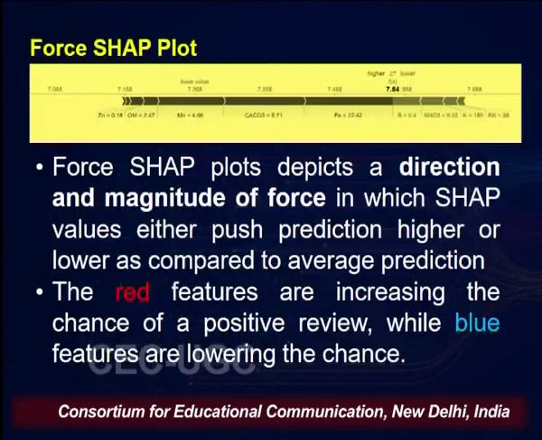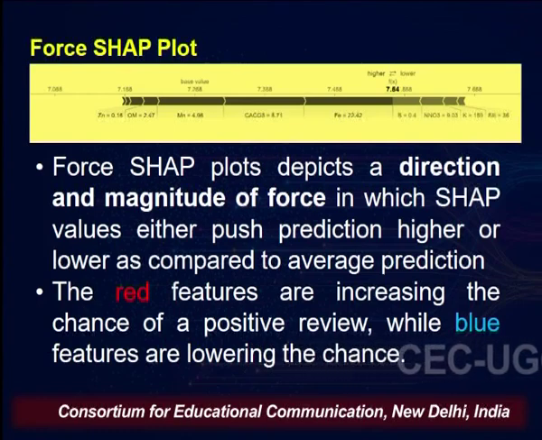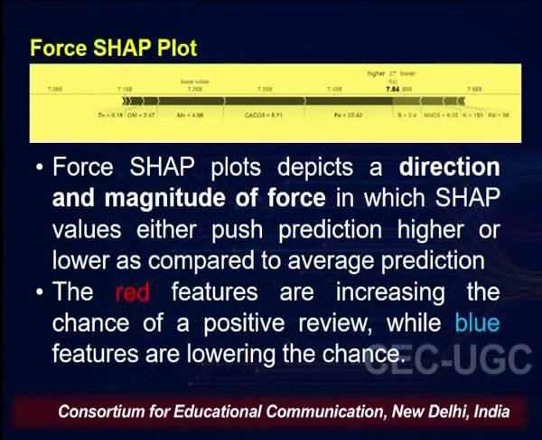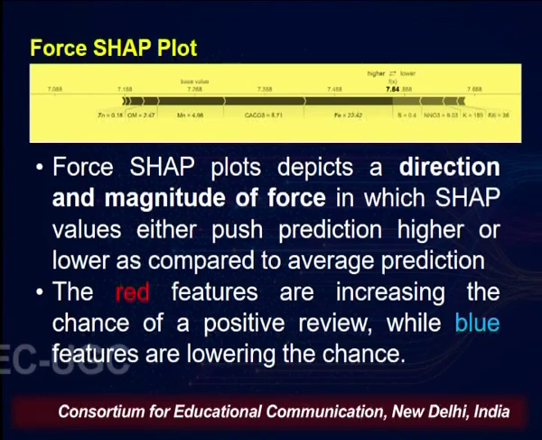Next is the force shape plot. So, the force shape plot depicts the direction and the magnitude. So, not just the direction, if I want a plot in which I have the direction and magnitude of the impact of the features, I want both the things in the same graph, then this is the best plot that people can use, where the direction and magnitude of each of the feature contributions can be portrayed.